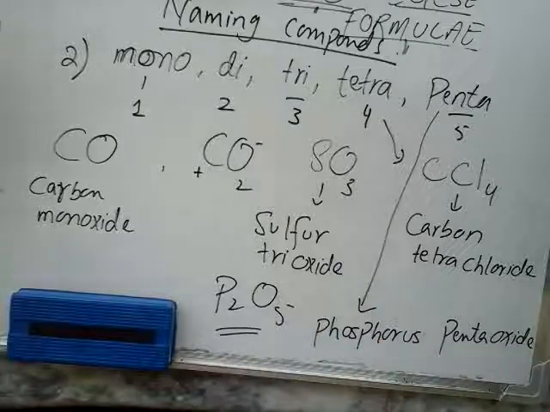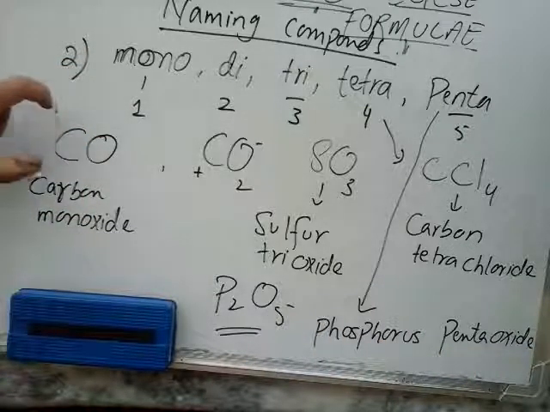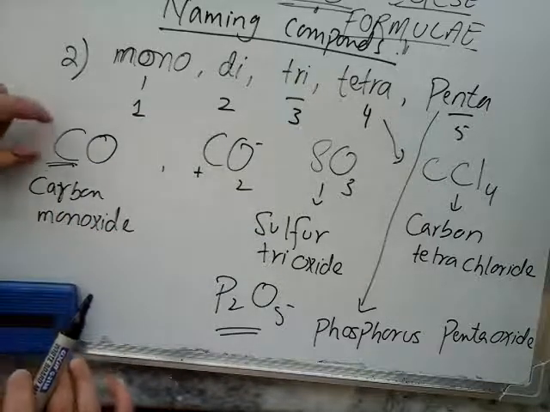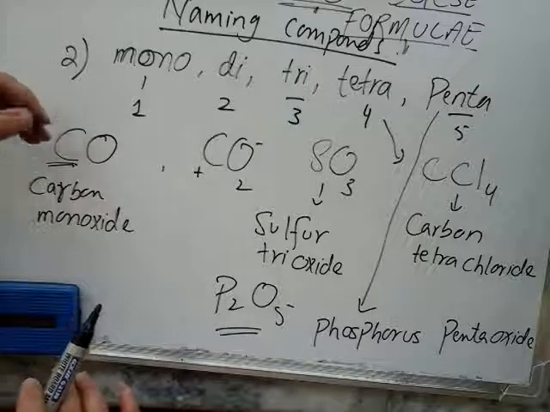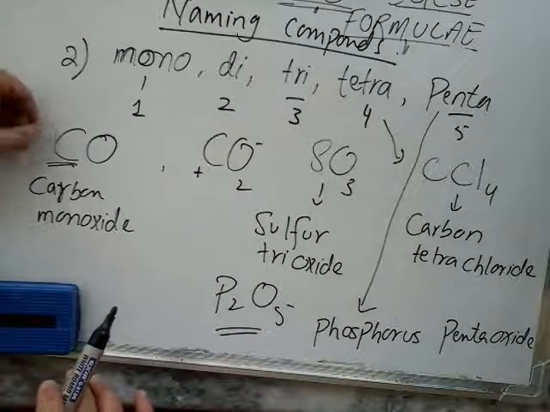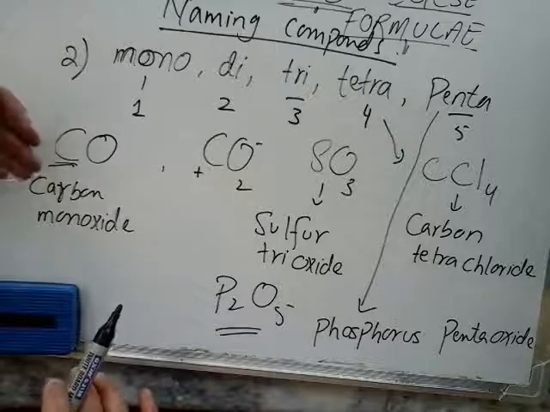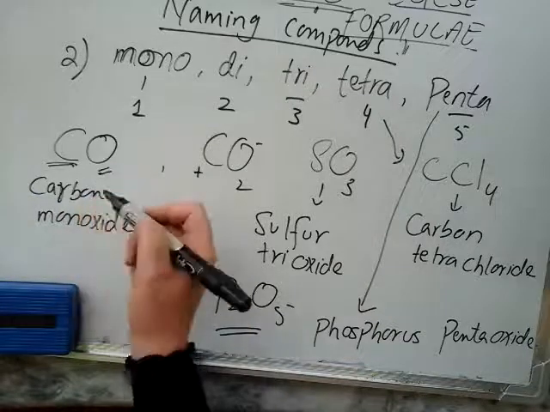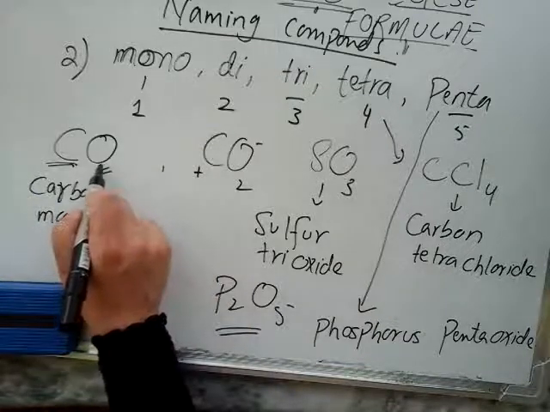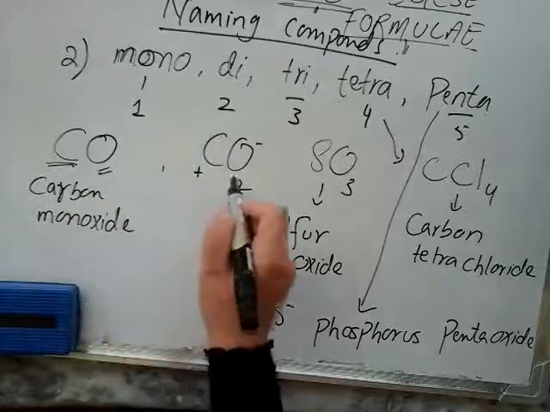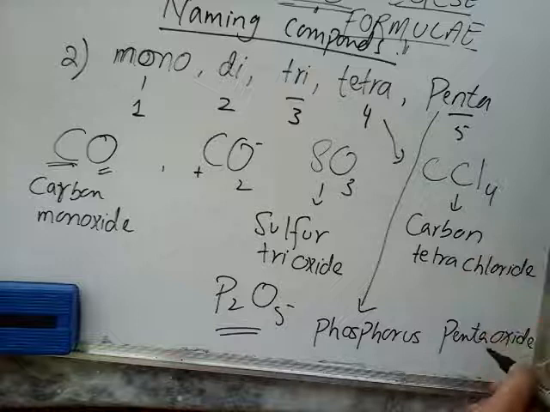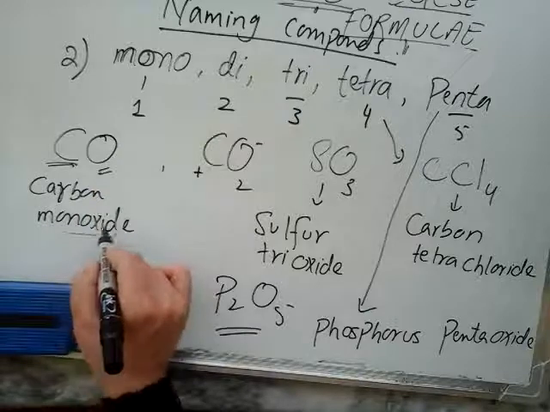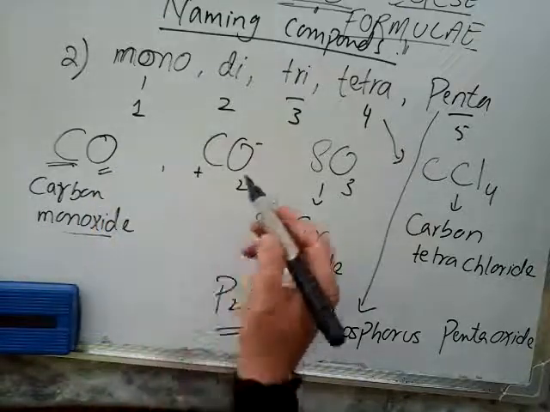Okay, so this is how we can name the compounds. The first element is usually the real name of the element. For example, here the first element is carbon, we will write it as it is, that is carbon. Okay, the second element, change is being brought in the second atom. Like monoxide, oxide, chloride. Okay, so how many oxygen? 1 oxygen, monoxide. Oxide means that 1 oxygen is present over here.